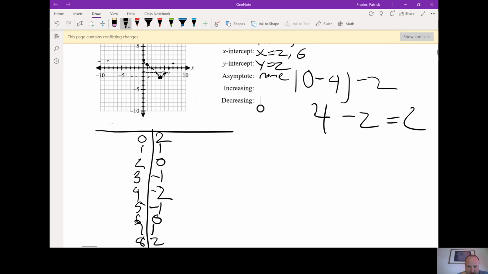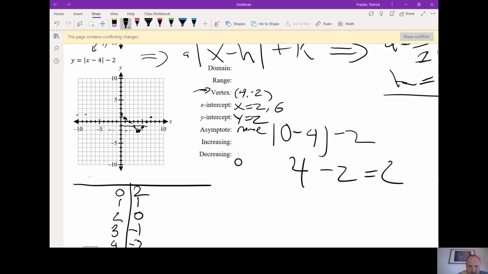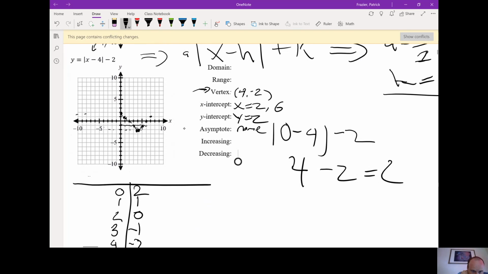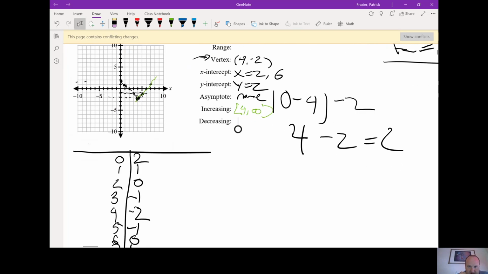And then increasing, well, we can see that going up, as we move to the right from positive 4, each value of y keeps getting bigger and bigger. So we can say between 4 and positive infinity, because we are including 4, so it's in brackets, but we never reach infinity, so that's in parentheses, that's where it's increasing.